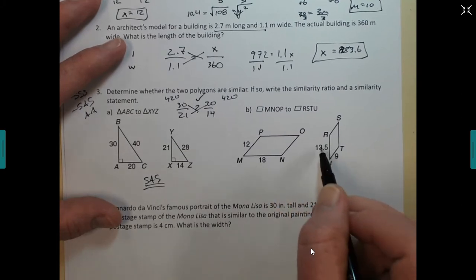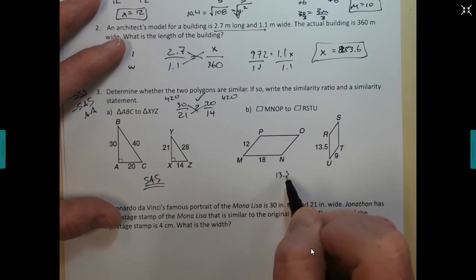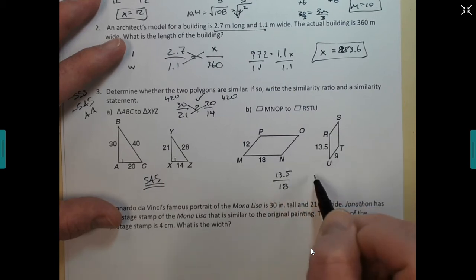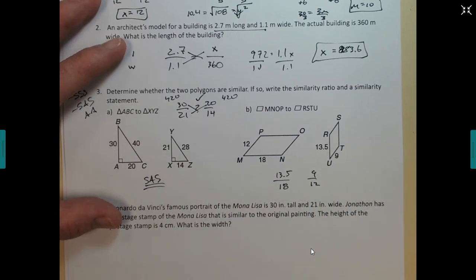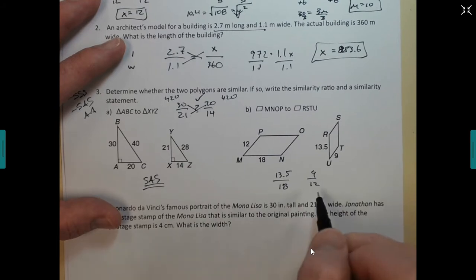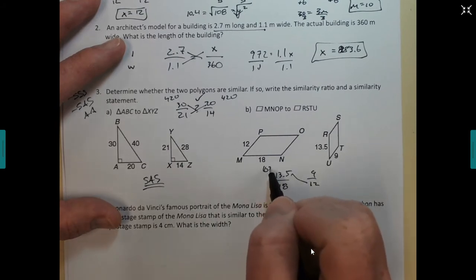13.5 is longer than 9, so I'm going to compare 13.5 to 18, and I'm going to compare 9 to 12. Now, if I cross multiply, I get 162 this way.